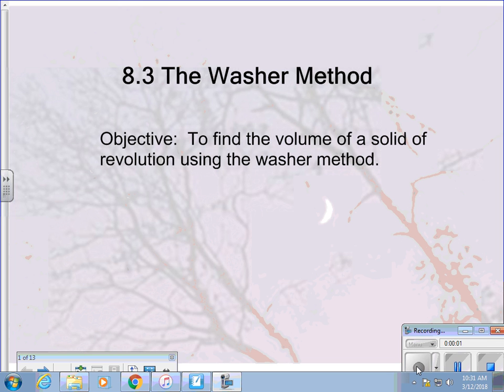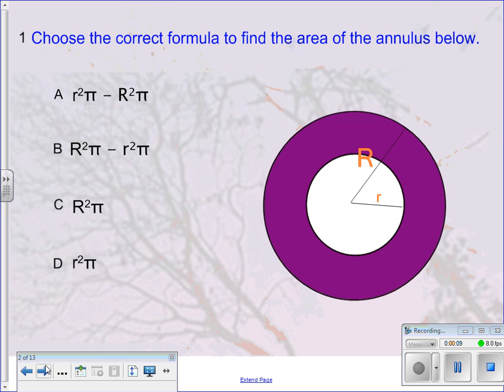So we're finding volumes again. This is the last one for this, the washer method. The objective is to find the volume of a solid using the washer method. So, first things first. Choose the correct formula to find the area of the annulus, i.e. a ring, below. Which one's right?